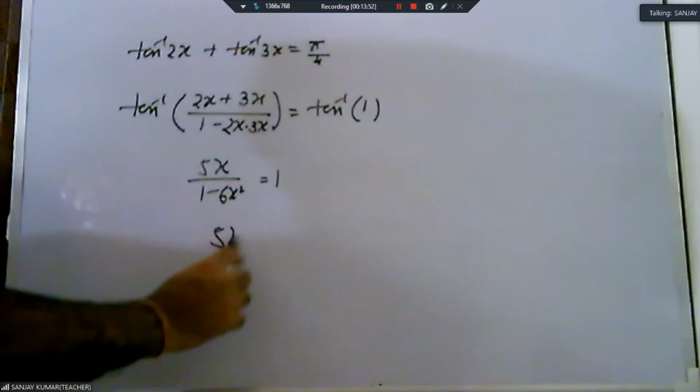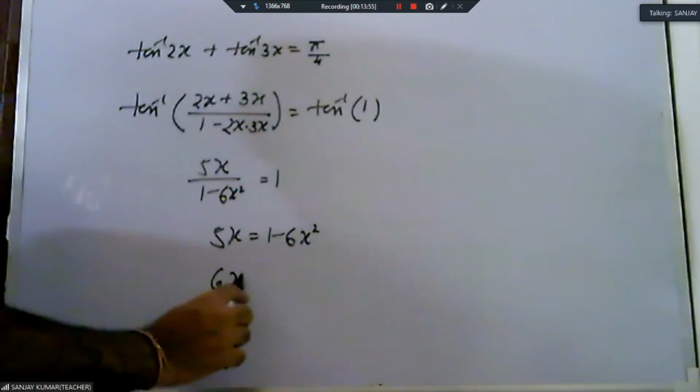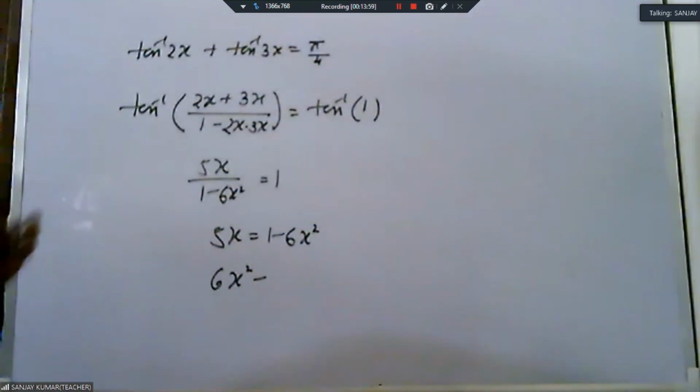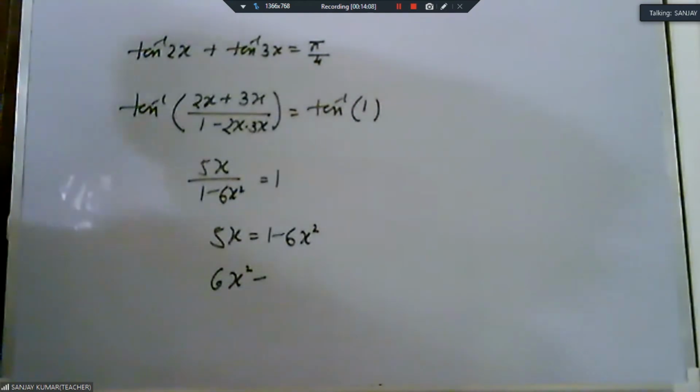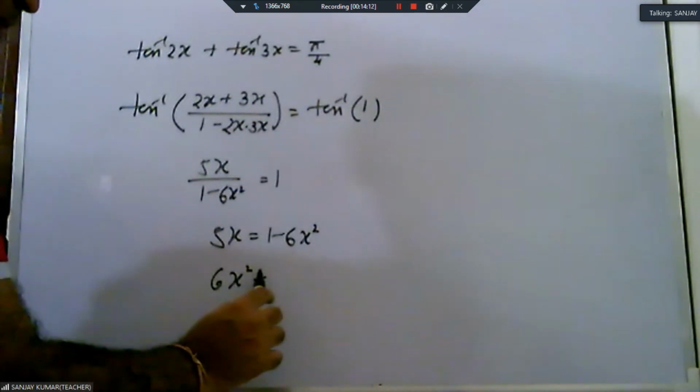So this is 5x(1 - 6x²). Because for students who miss the class, it is a big problem. Because there are three types of questions for solve for x, but all the types are not given in NCERT or in the exemplar. Okay, all the types are not given in one book. So attend the class, only then will you know which types of questions we have.